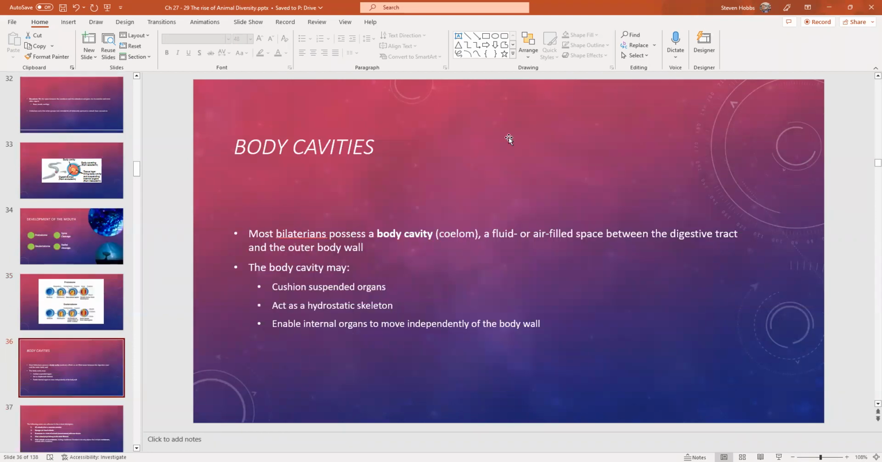Now, those body cavities, most bilaterians are going to have a body cavity called a coelom. It can be fluid-filled or air-filled. Either way is fine. But what it does is it separates the digestive tract and the outer body wall. So it cushions the suspended organs. It acts like a hydrostatic skeleton if necessary. And many of you have experienced this. When you go to pick up something heavy, you kind of bear down a little bit. That creates a hydrostatic skeleton. And then it also enables the internal organs to move independently of the body wall. And that's probably the most important.